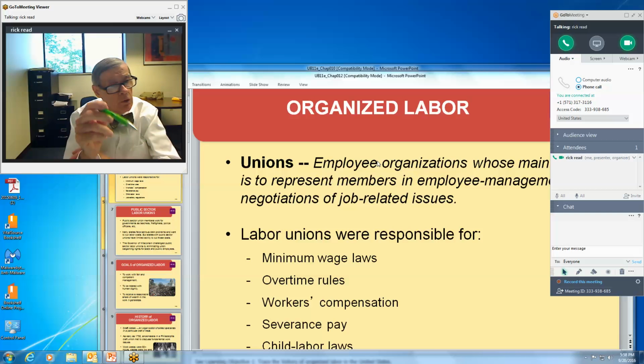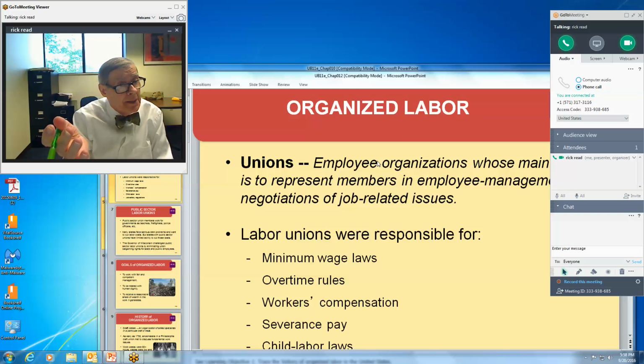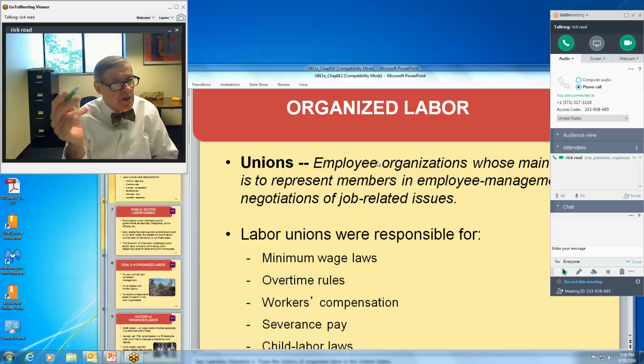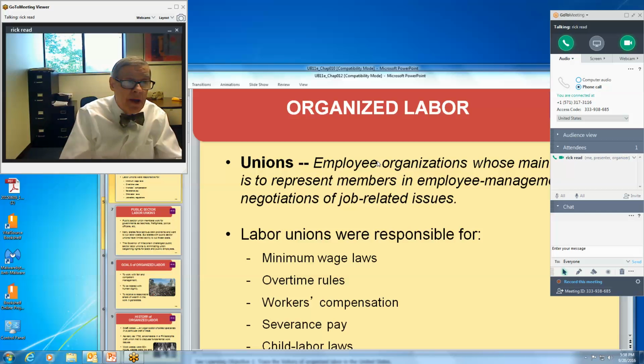Notice what unions were responsible for. We tend to denigrate unions today, or a lot of us do, not everybody, and we find that they're responsible for the minimum wage, overtime rules, workers' compensation, severance pay, child labor laws, etc. And some benefits that we take for granted today, like vacations, health care. We didn't have those before World War II. And unions went to their employers and said, hey, we're doing all this work for the war effort, and we're not complaining, but we think we ought to be given some benefits just besides our pay.